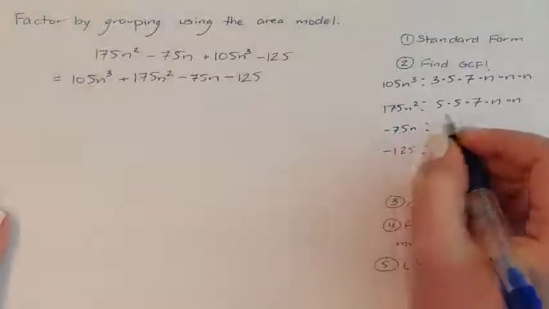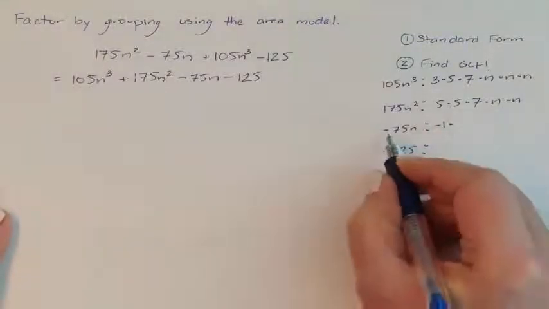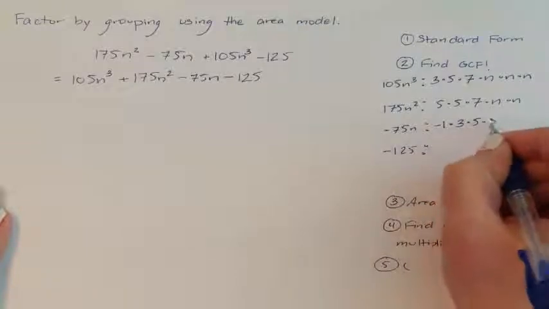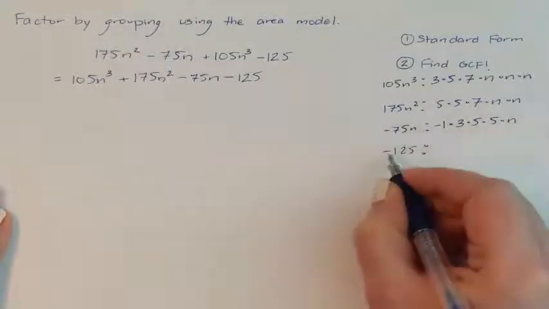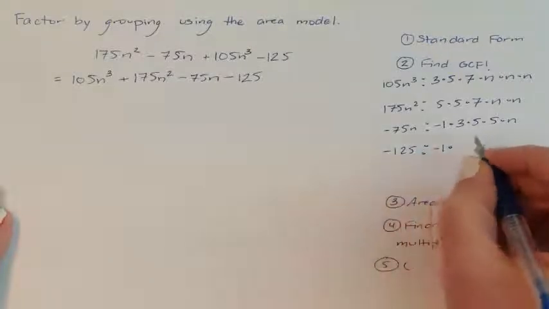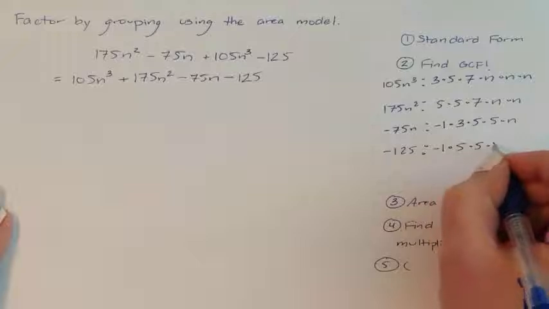The only way to get a negative is if you have a negative 1. 1 is the only number that is allowed to be negative. 75 is 3 times 5 times 5, and then I have the n. The only way to get the negative is to have a negative 1. No other number is allowed to be negative. 125 is 5 times 5 times 5.